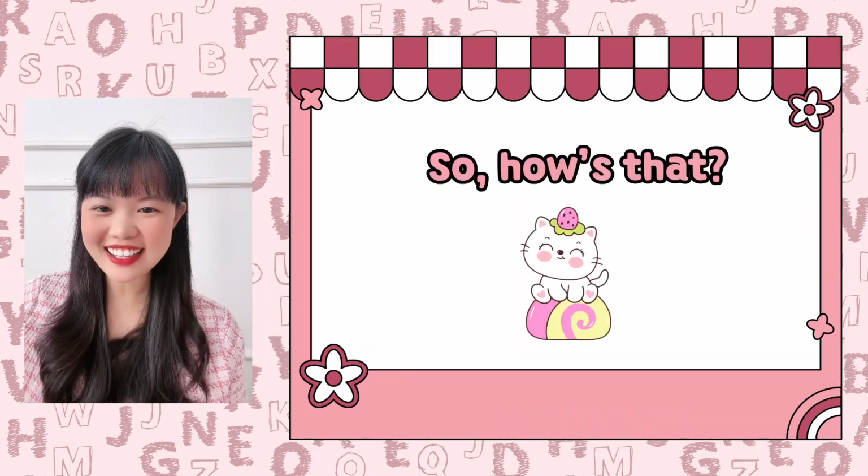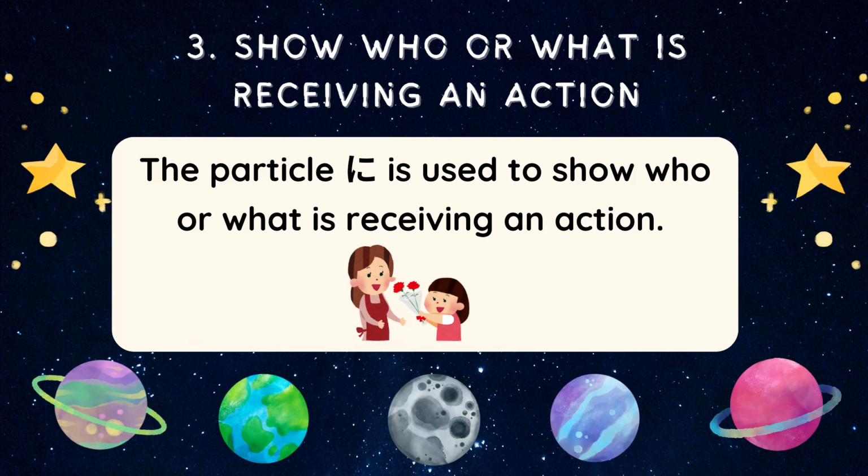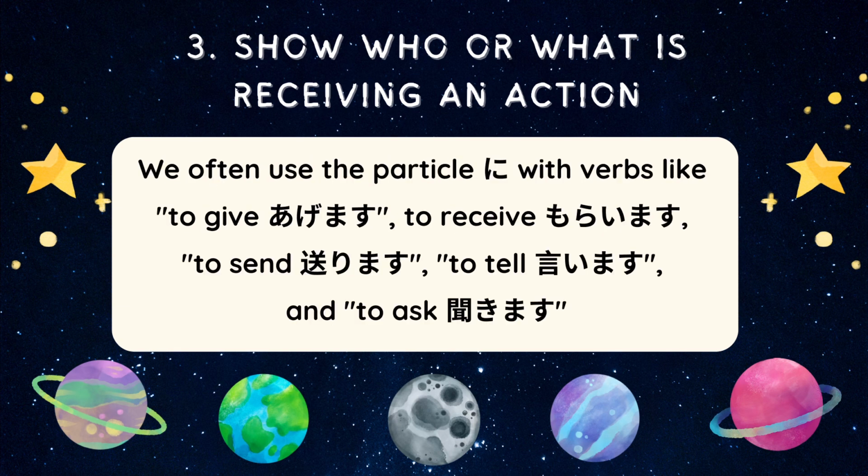So, how is that? Let's move on to another common use of the particle ni. It's used to show who or what is receiving an action. We often use the particle ni with verbs like to give, agemasu, to receive, moraimasu, to send, okurimasu, to tell, iimasu, and to ask, kikimasu.